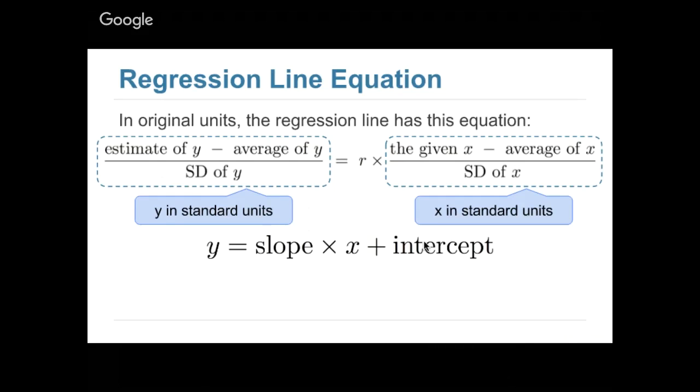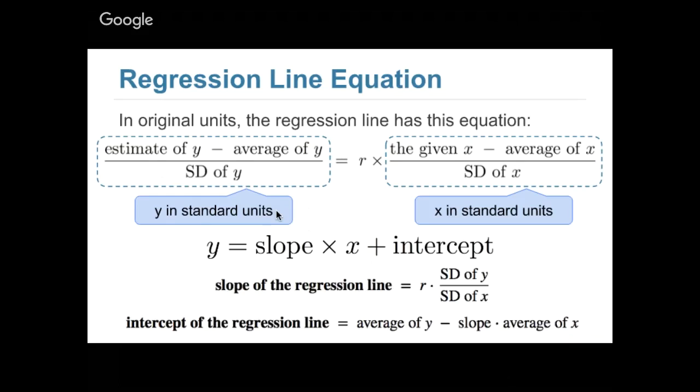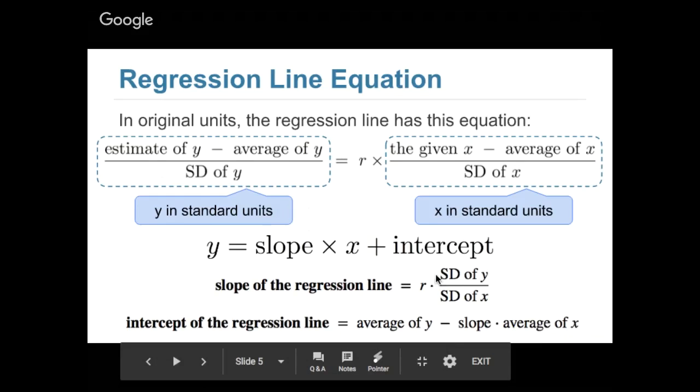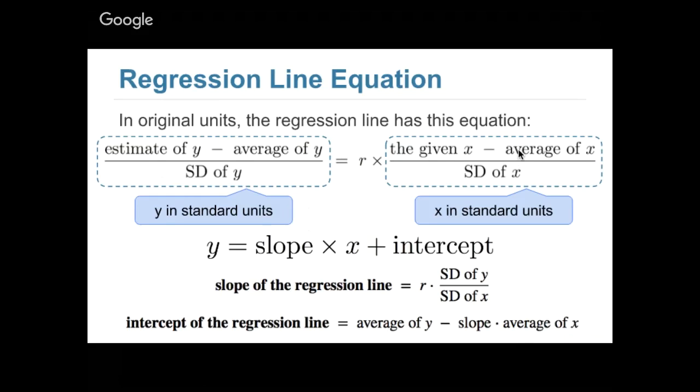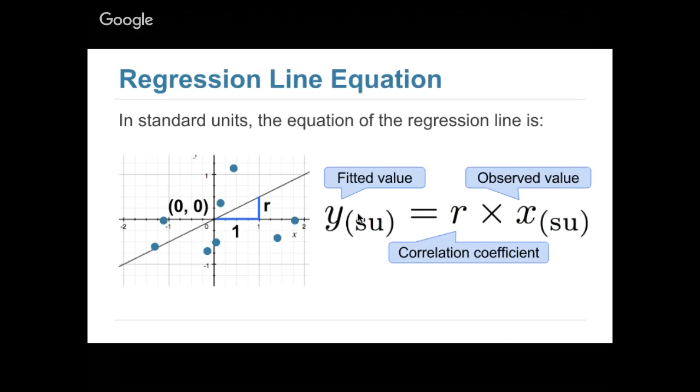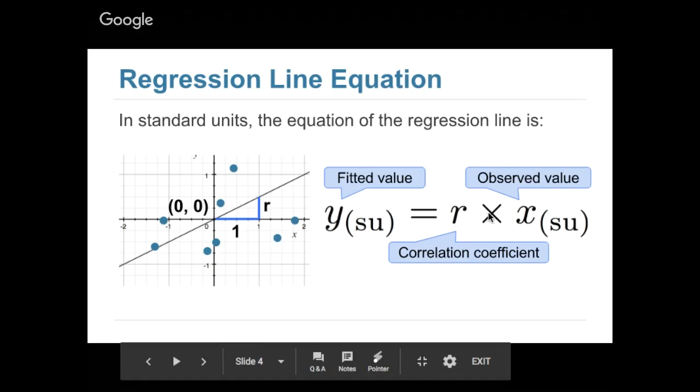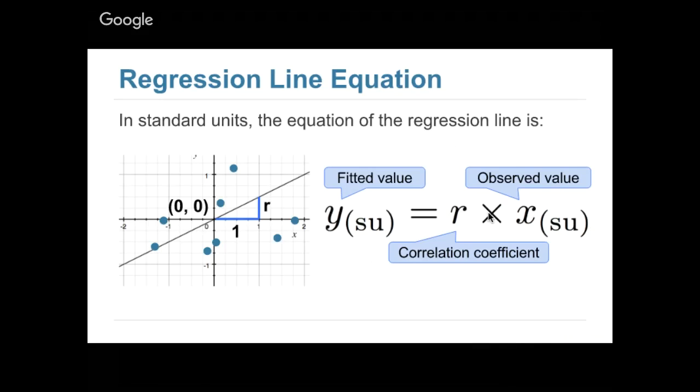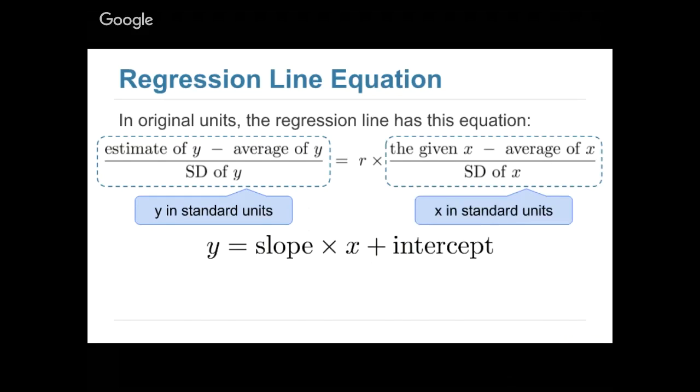If you do that algebraic manipulation, multiply out this side, and move some stuff around, you'll eventually find the slope of this line is r times the standard deviation of y over the standard deviation of x. The intercept is the average of y minus the slope times the average of x. This is just based on algebraic manipulation. What you should really remember here is the original equation. This is important. And know that if you just plug back in the equations for standard units, you get back everything else.